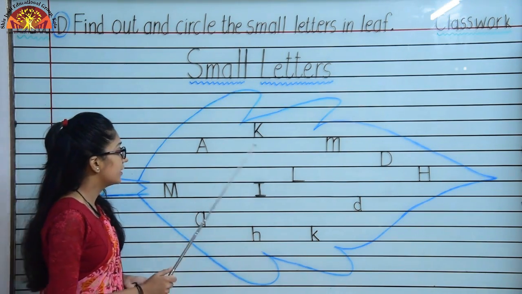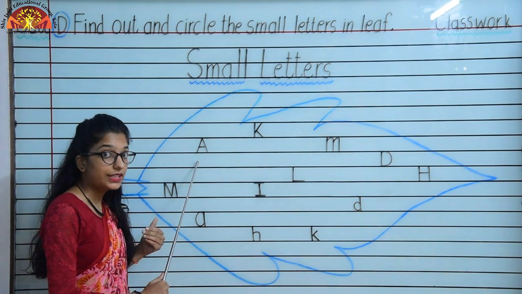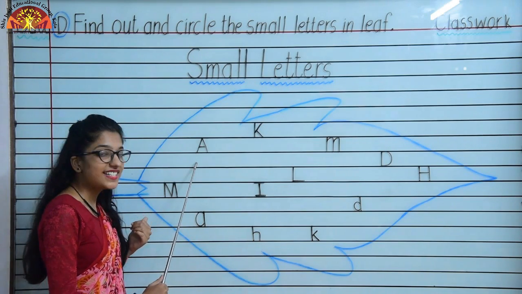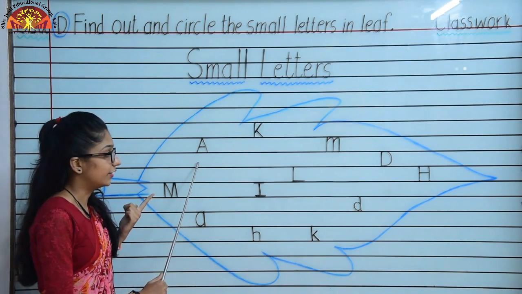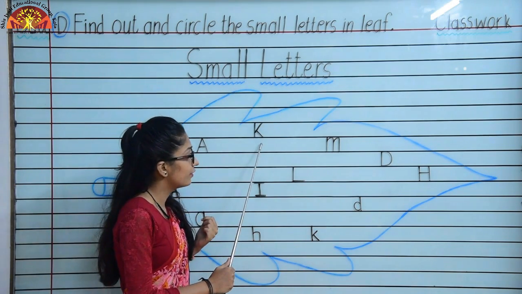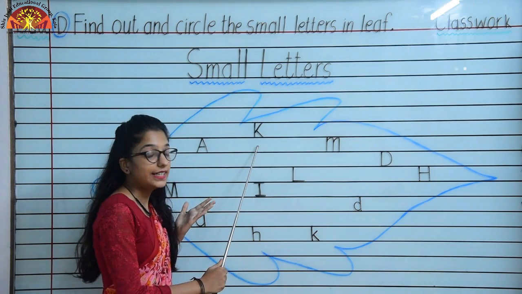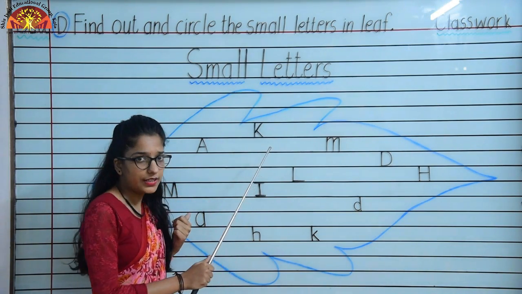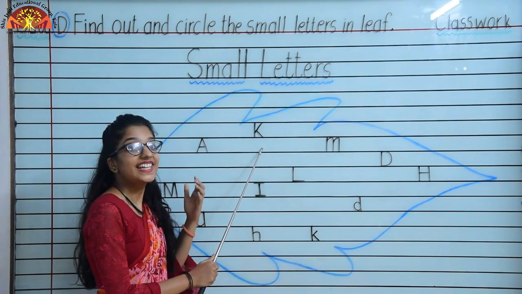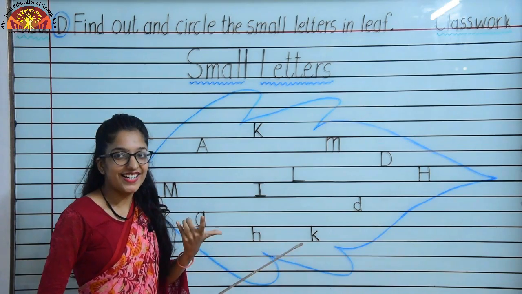Now come to this letter. Now tell me, this letter is capital or small? It's capital. So we don't have to circle this letter. Now come to next one. Which letter is this? This one is capital letter K. So again we don't have to circle this one because this one is capital letter. We have to circle small letters.